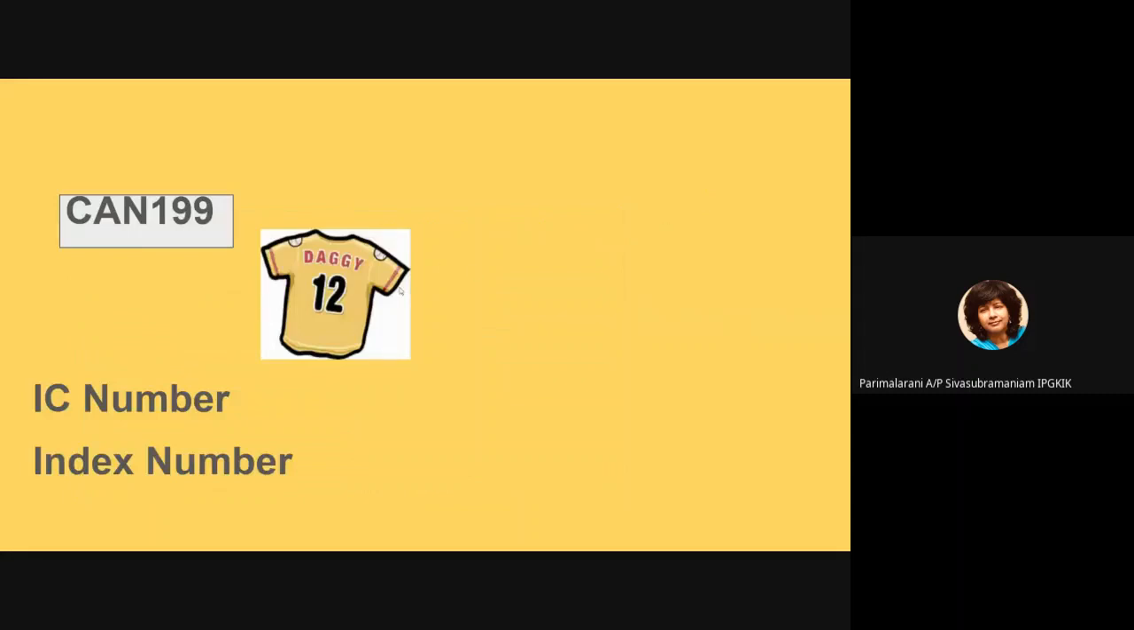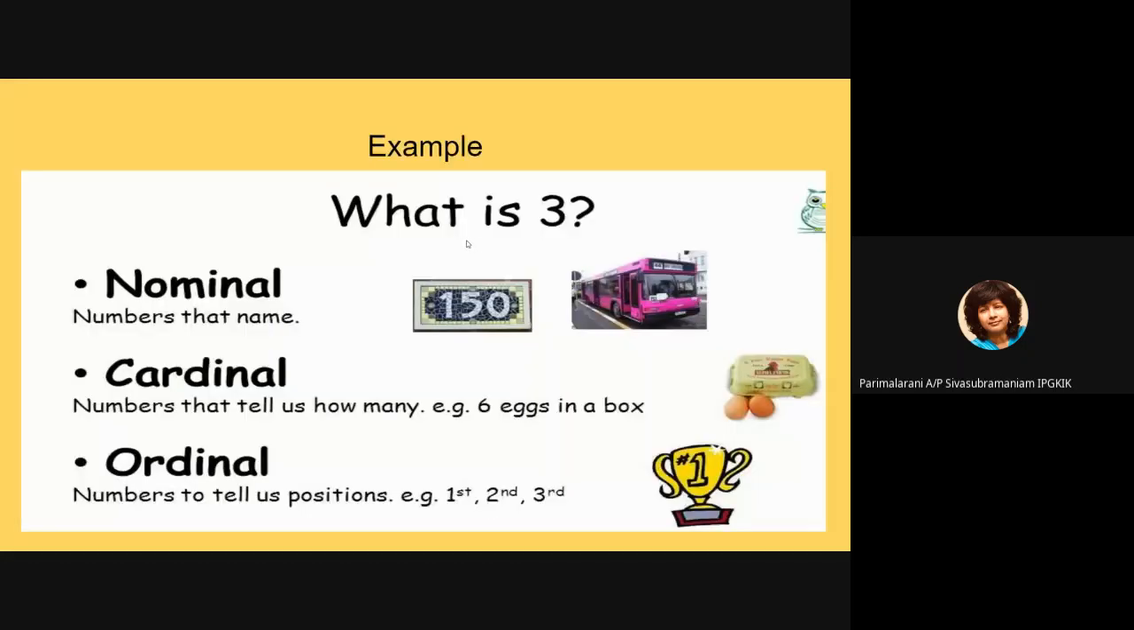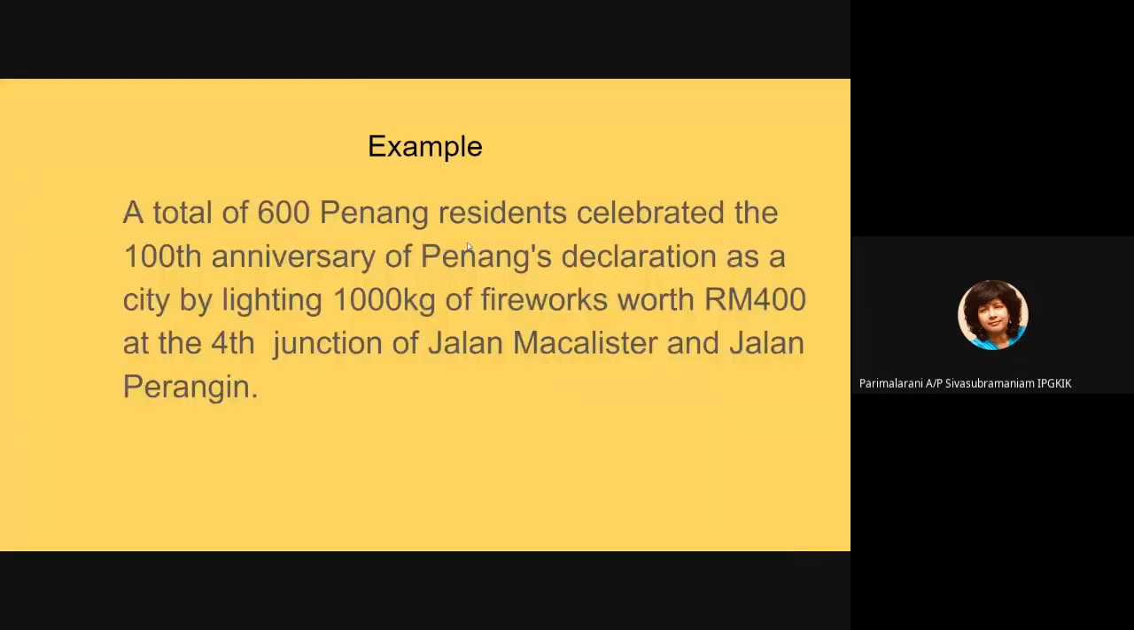These are examples of nominal numbers. Okay, let's look at this example. Can you identify the different types of numbers here? How many numbers are there here? How many numbers do you see here?